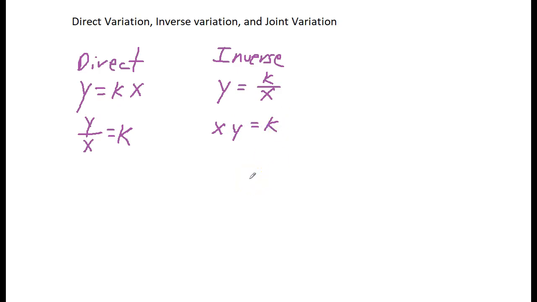Now, that constant, no matter what, if you had a set of points, every time you multiply the x's times the y's, if you get the exact same number, then that is inverse variation.